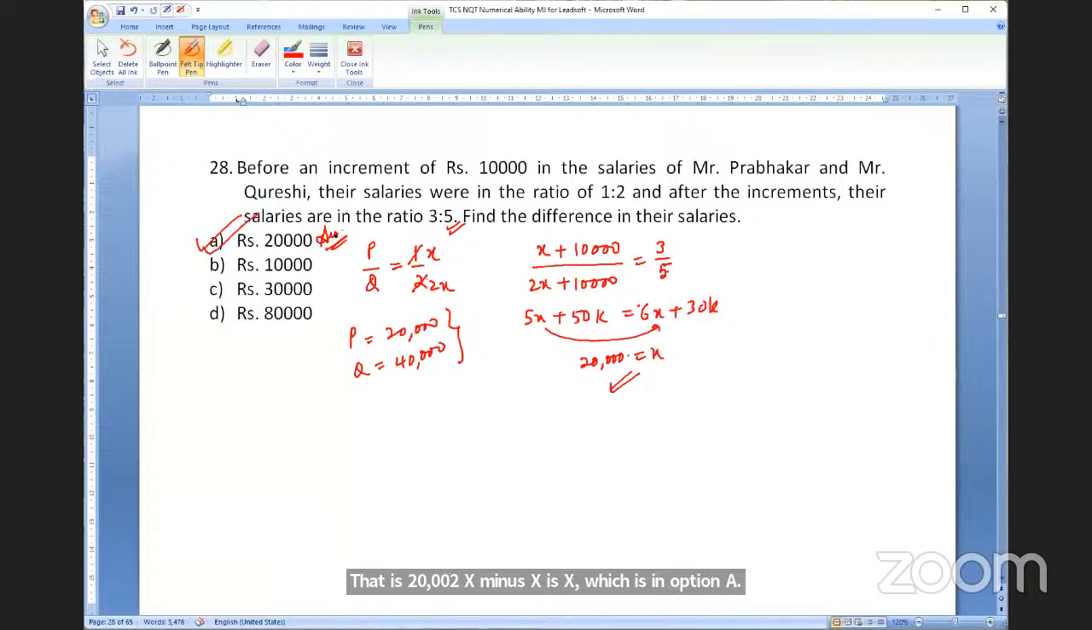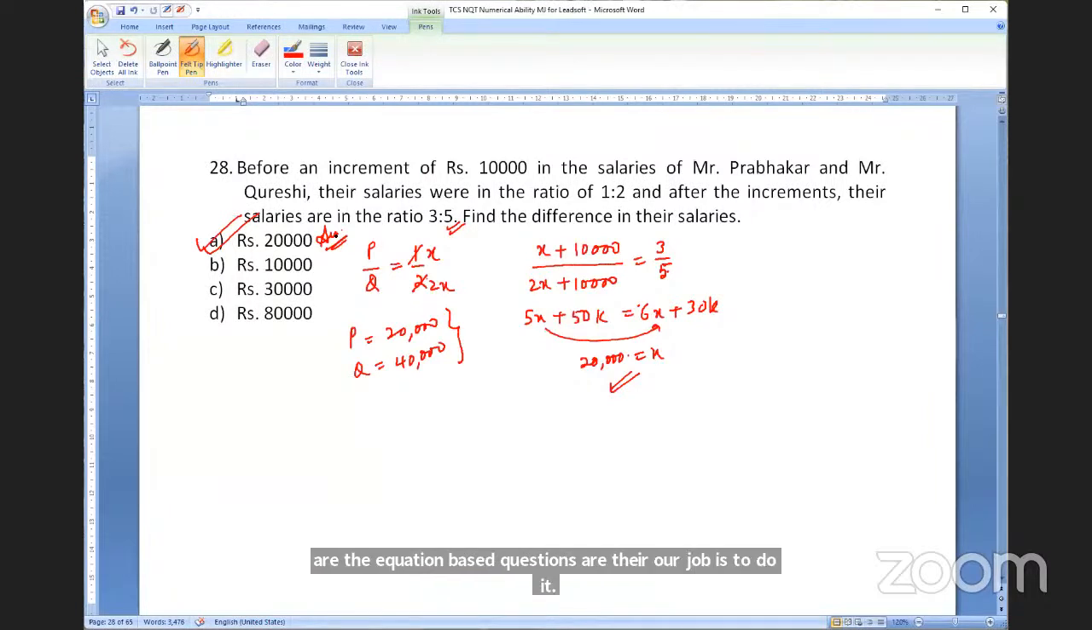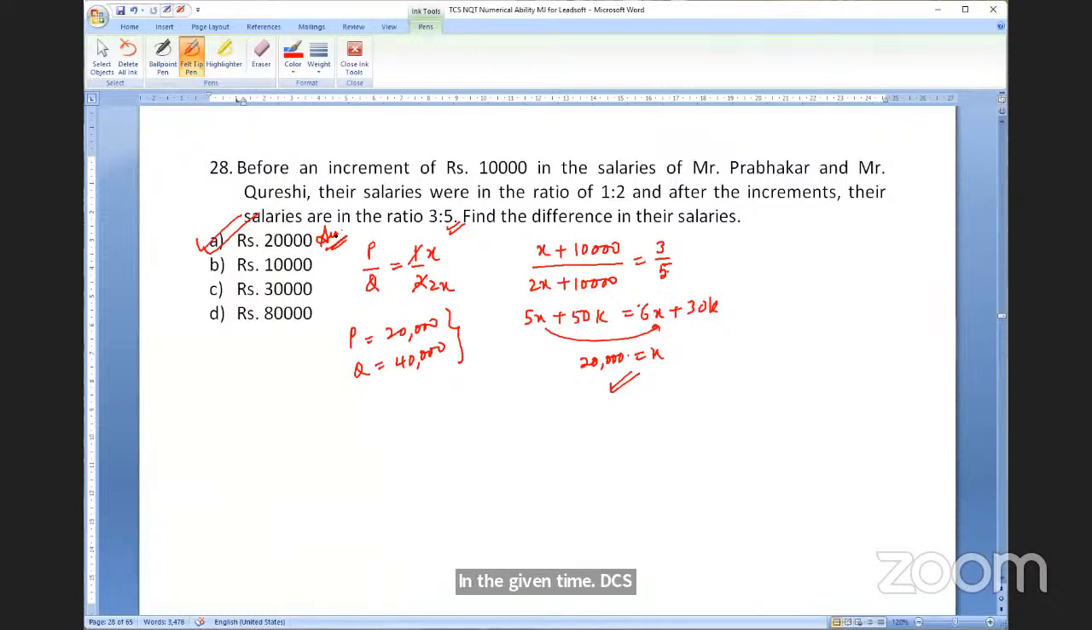Sometimes very simple, basic formula-based questions are there, equation-based questions are there. Our job is to do it in the given time. TCS के क्वेश्चन है. क्यों हम TCS के क्वेश्चन इतना प्रैक्टिस करते हैं? एक ही कारण है, अच्छे क्वेश्चंस पूछते हैं, स्टैंडर्ड यूज किया हुआ है उन्होंने, and there the question needs to be answered in the given allotted time.